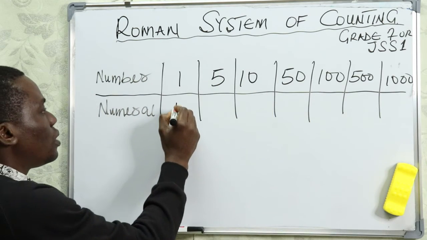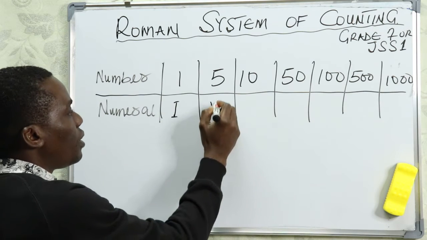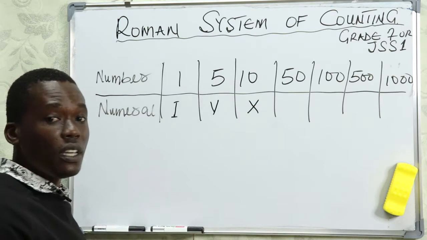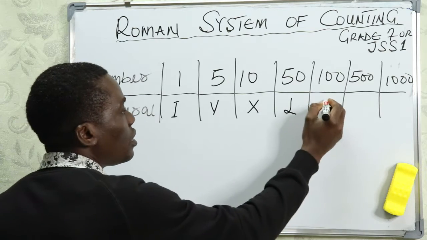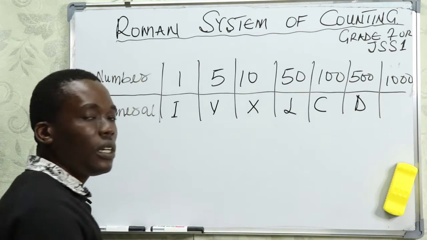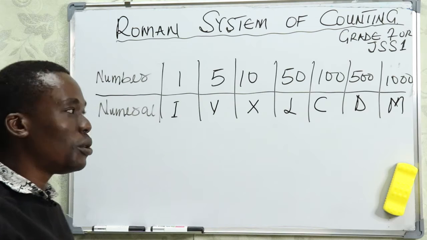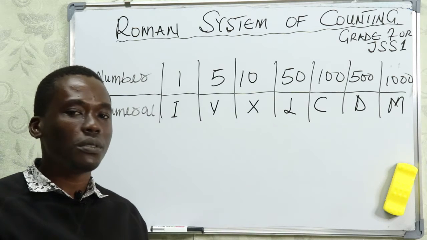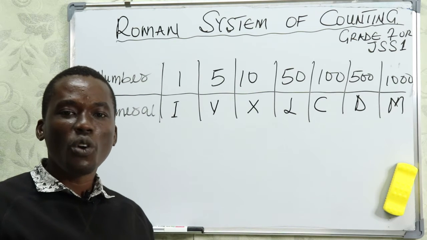Now, number 1, the Roman numeral is I. 5 is V. 10 is X. 50 is L. 100 is C. And when you are given 500, you have D. And finally 1000 is M. And I want to assure you, if you can have these 7 Roman numerals at your fingertips, then you can be able to solve any question on Roman numerals.